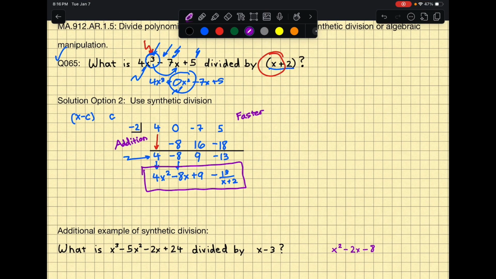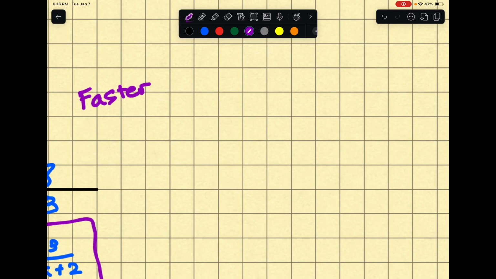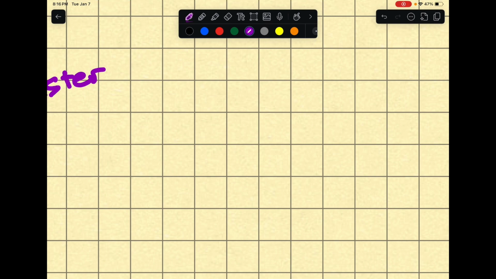So then the question becomes, well, why have long division at all? Well, there are some situations where long division is better. For example, let's say you're dividing by a more complicated binomial like 3x minus 7, instead of something like x plus 2. Well, if you're dividing by a more complicated linear binomial, then this works better with long division.